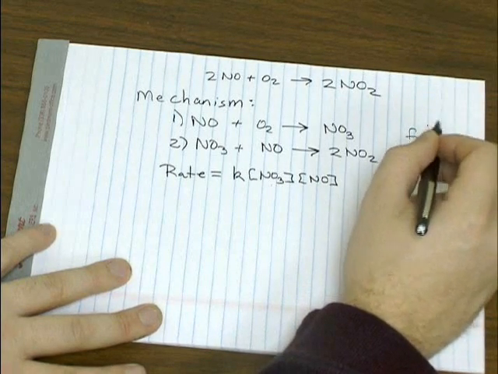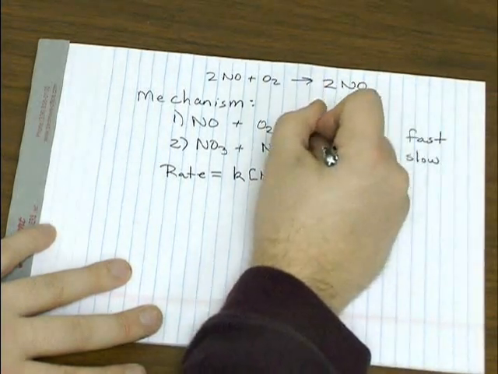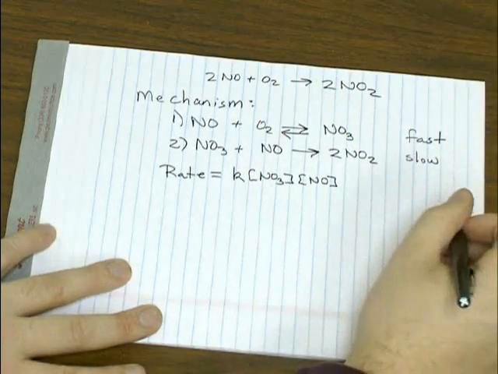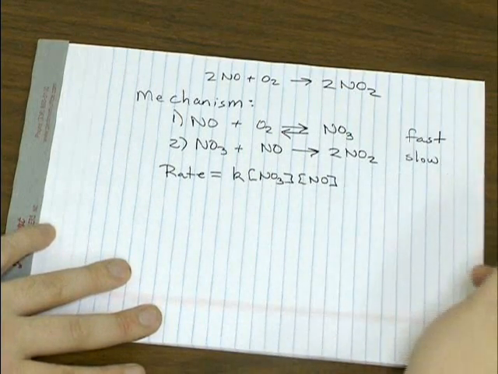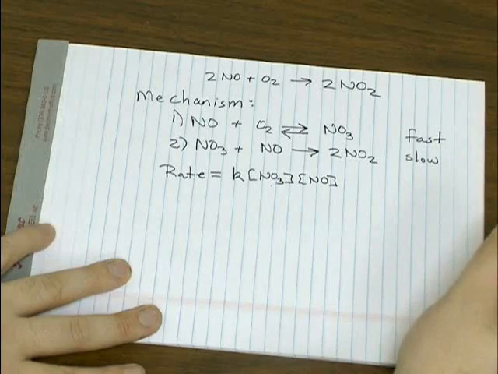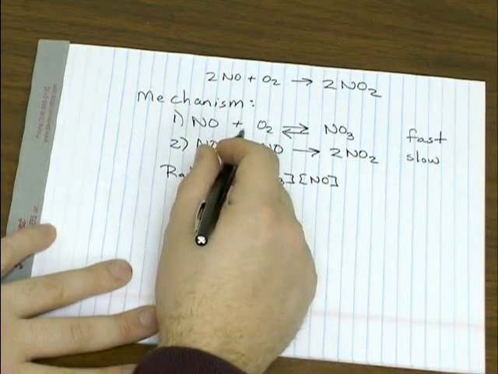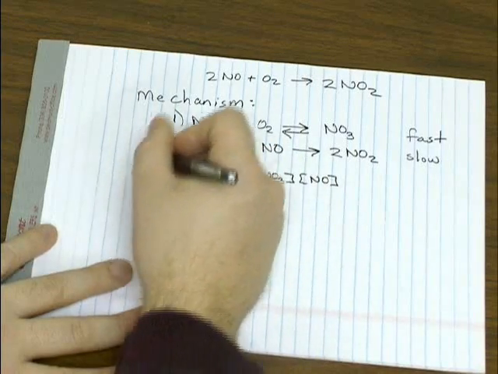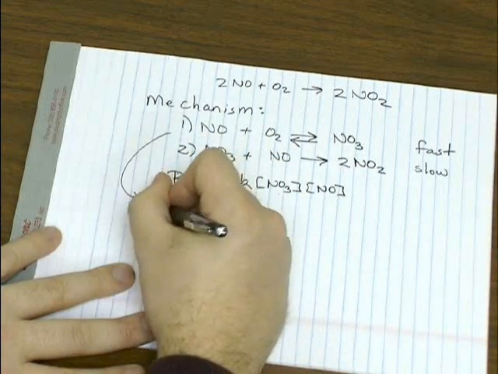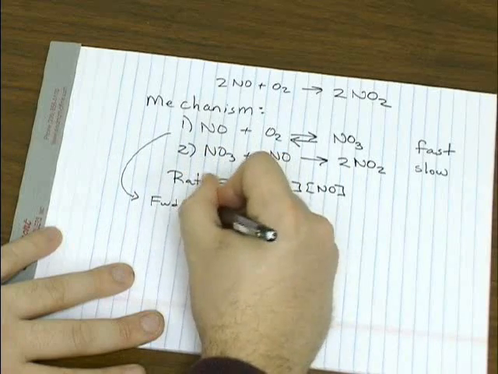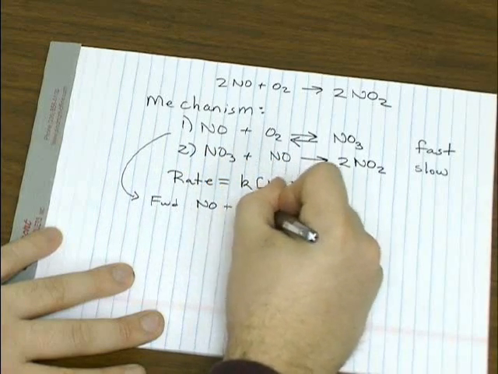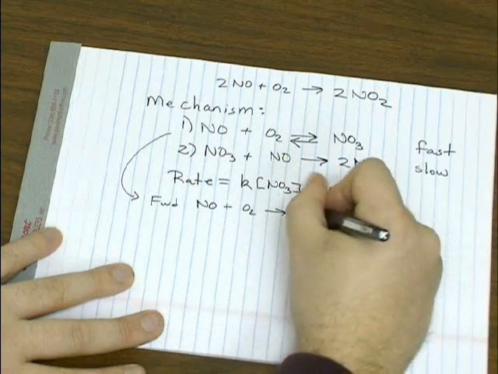Typically what happens is that a fast first step starts to react in reverse, and it will eventually establish an equilibrium. Equilibrium means that both directions are occurring at the same rate. So the forward reaction is again NO and O2 to give you NO3.